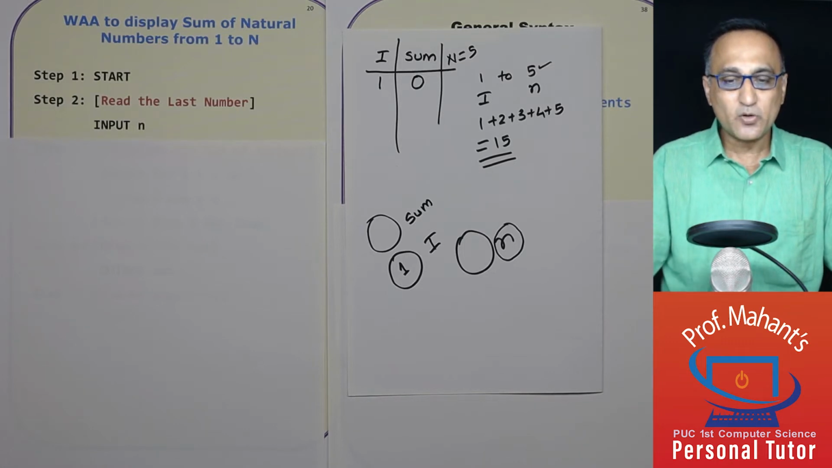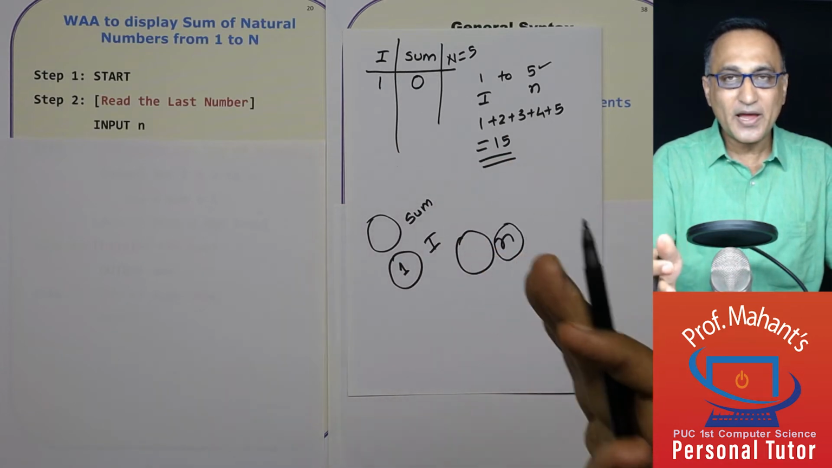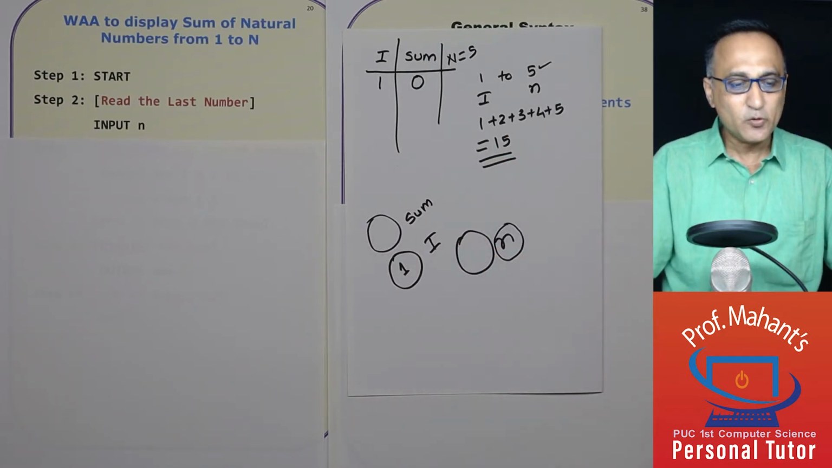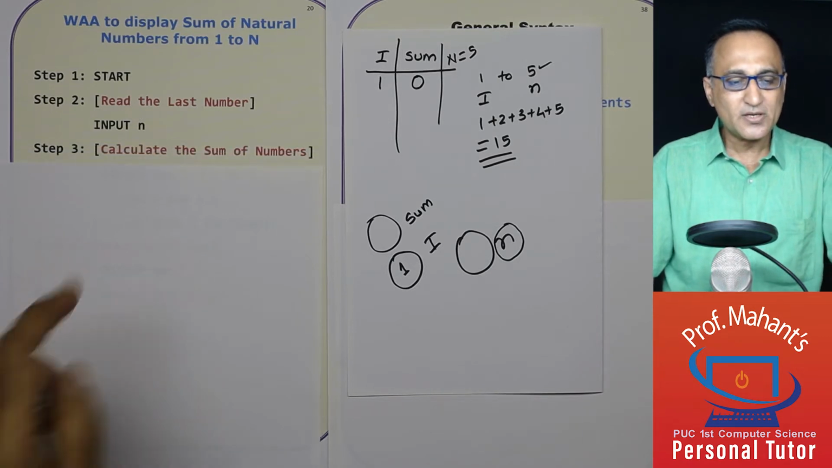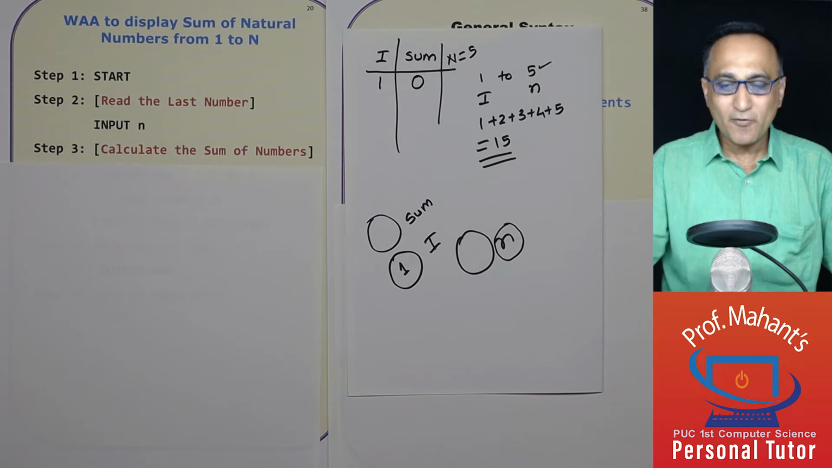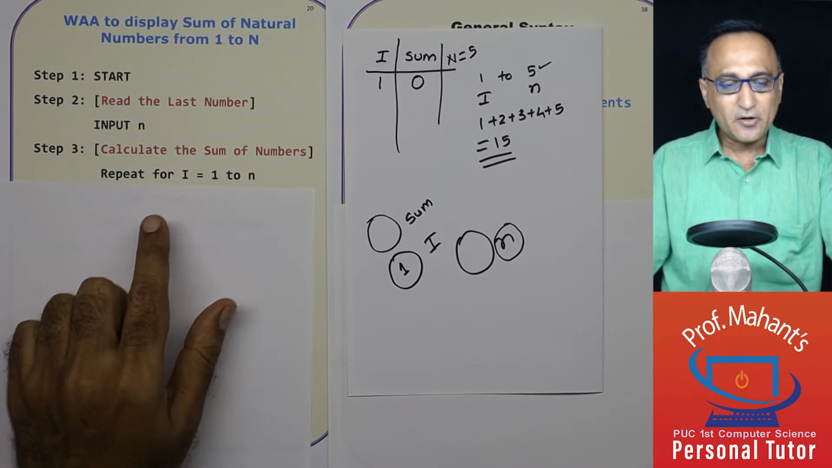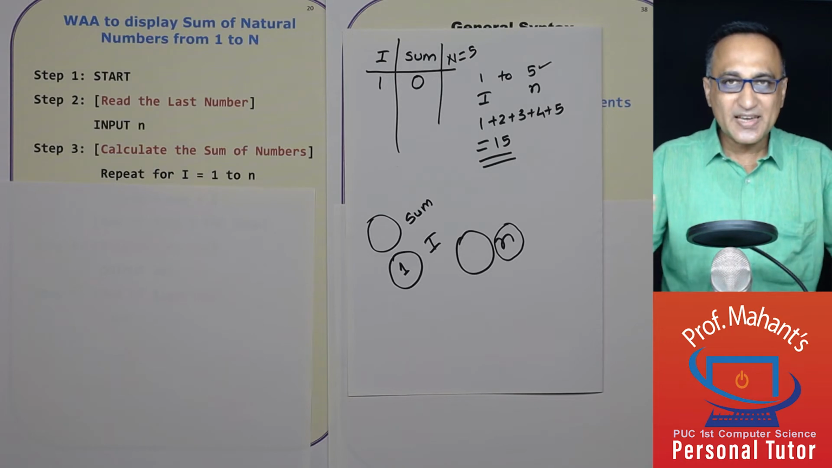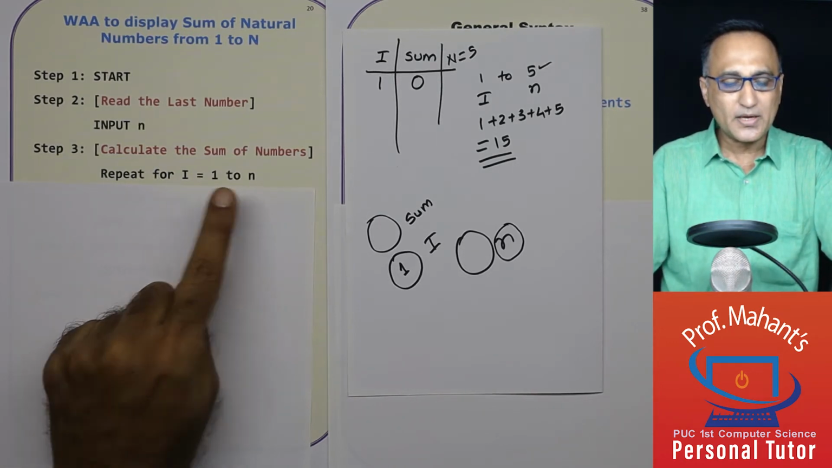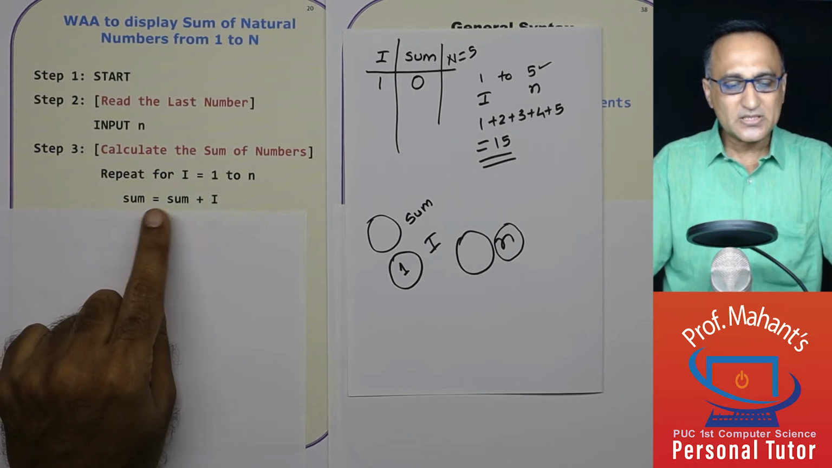Now if you remember, in the previous session I showed you a repeat for statement. What it does is take the value of I and increase the value of I one at a time till the value of I reaches n. We'll do the same thing. So here we'll calculate the sum of numbers by increasing the value of I. So what I am saying is repeat some statements again and again, starting with the value of I equal to 1 to n. So sum is equal to sum plus I.